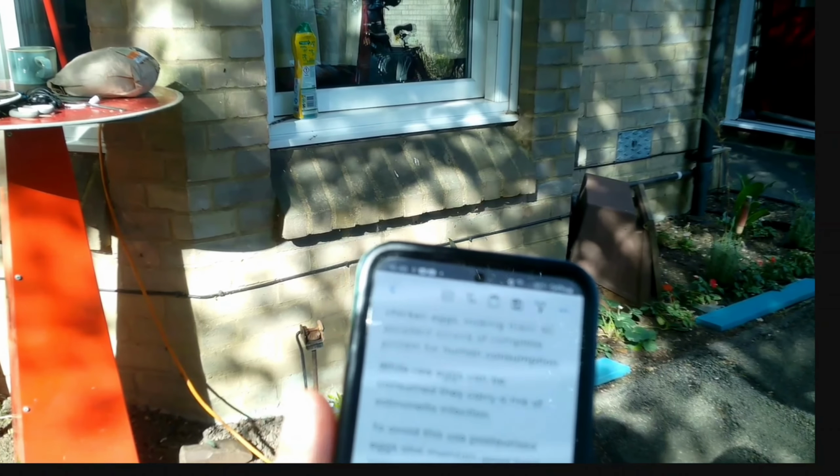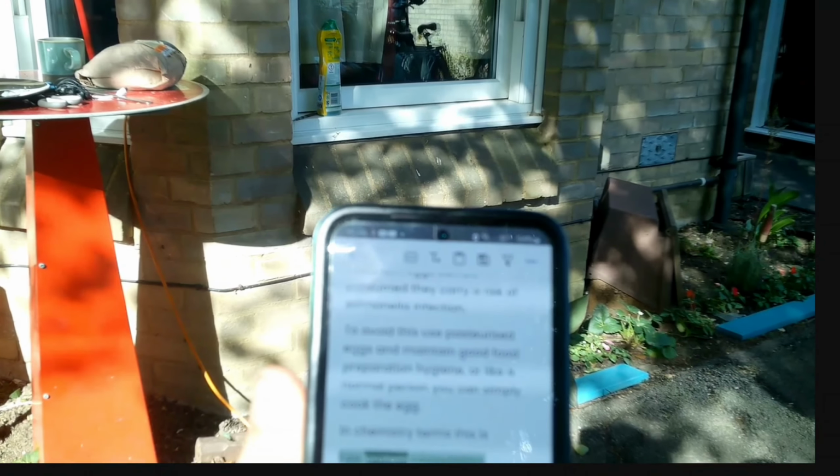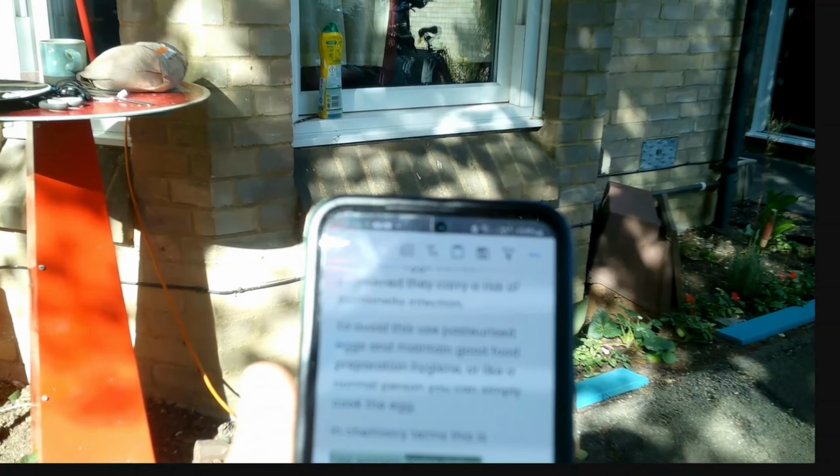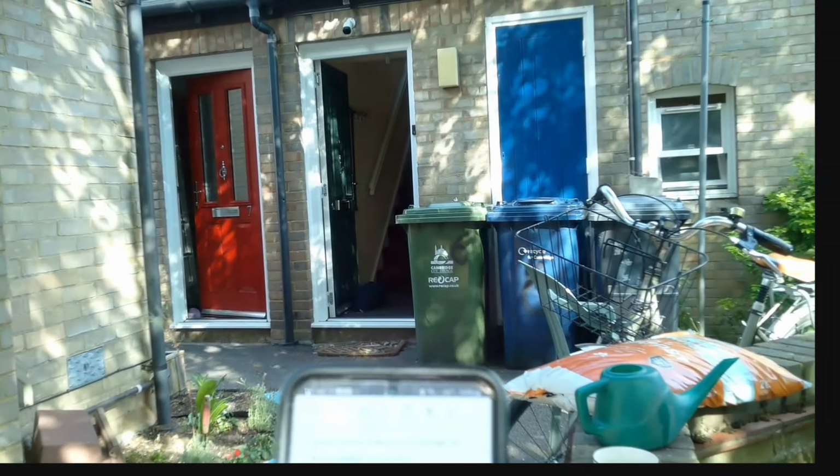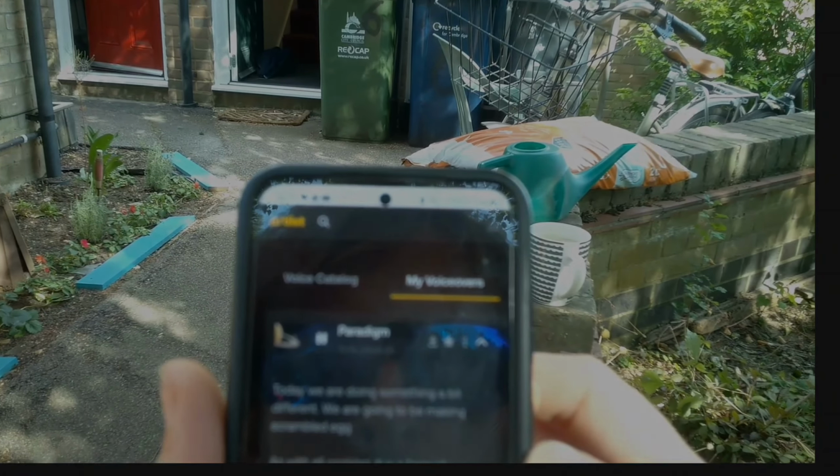In chemistry terms, this is egg protein coagulation. As with all cooking, it is a form of chemistry.